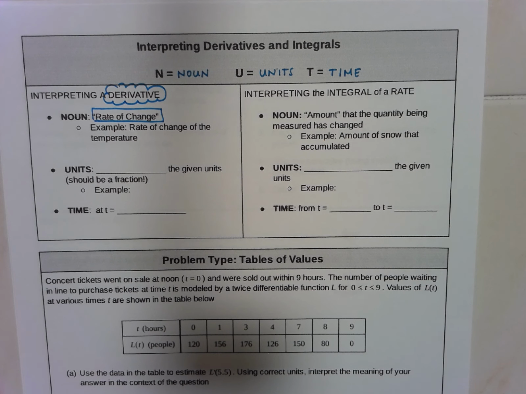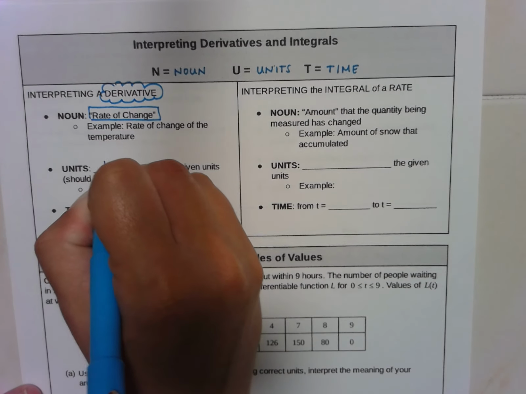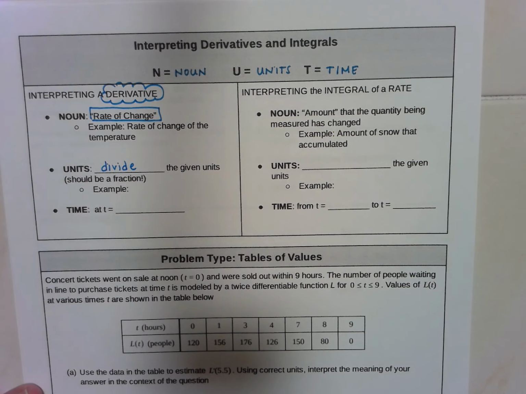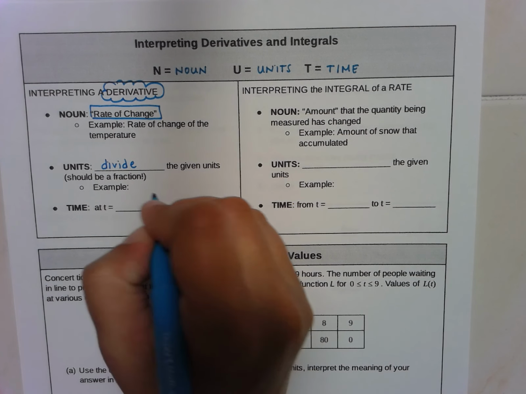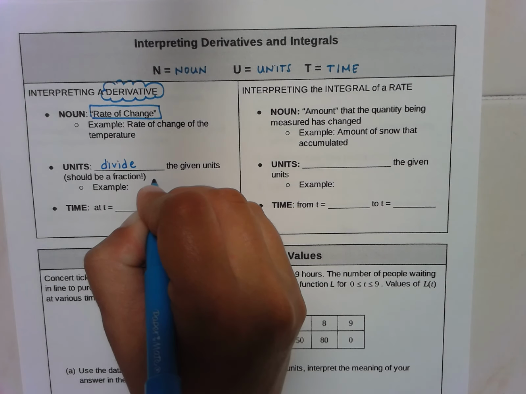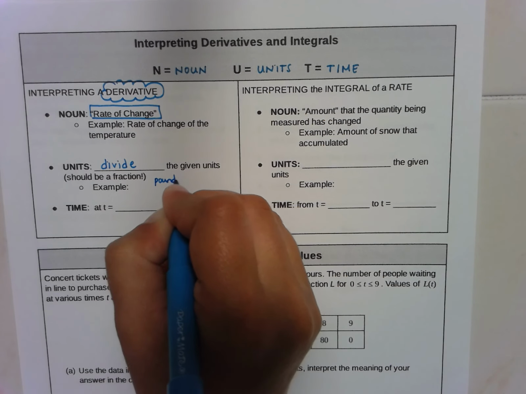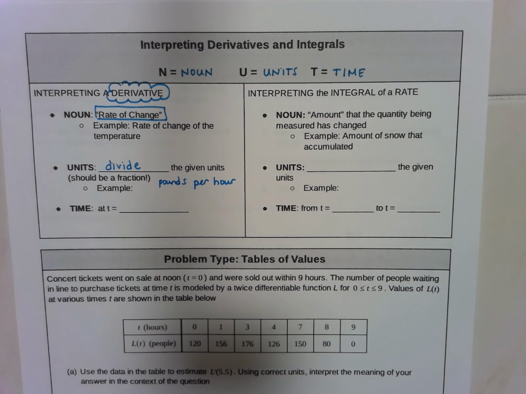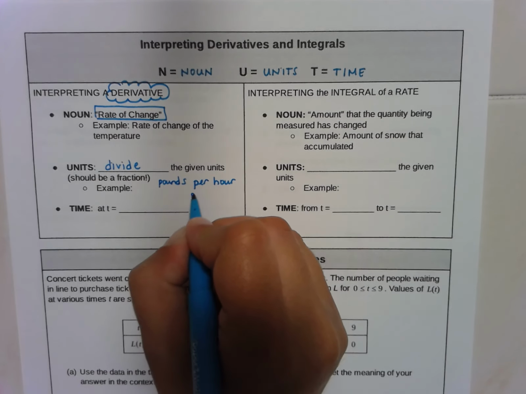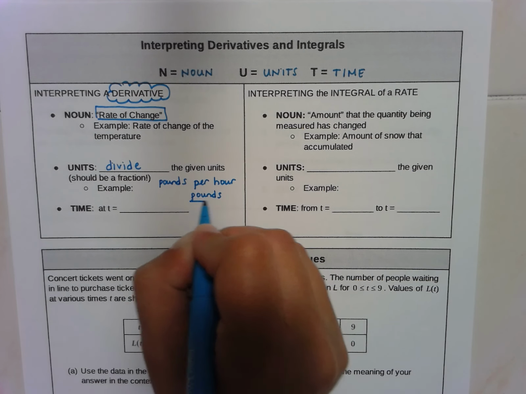For example, you might say it's the rate of change of the temperature, or the rate of change of the amount of compost left in the bin. The units here are always going to be calculated by dividing the given units, because remember, you're doing a derivative, which is a slope, and slope is always rise over run. So for example, appropriate units might be something like pounds per hour, or you can write that as a fraction, pounds per hour.